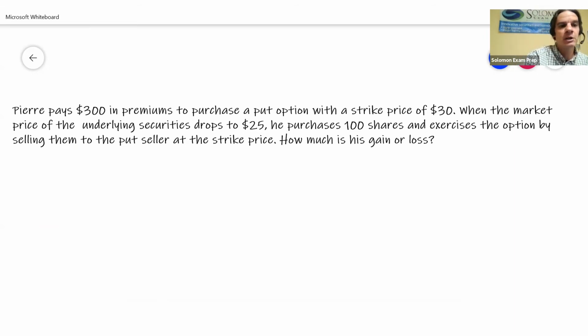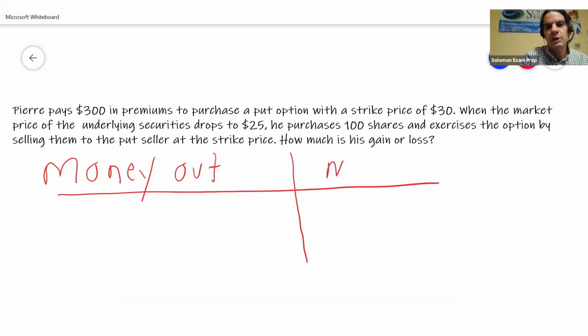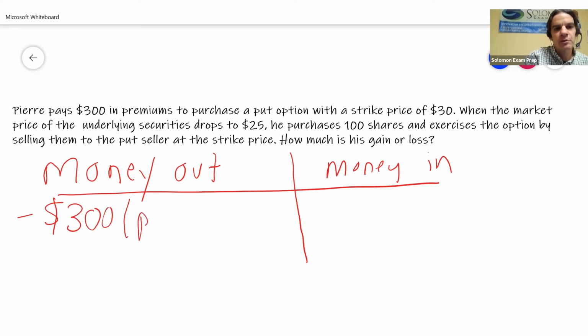All right, so let's put money in on the left again. Let's do our kind of informal T-chart here. Sorry, money out on the left, and then we'll do money in on the right. So money out, he pays $300 in premiums right off the bat, right in the first phrase of the prompt. It tells you that. So $300 out. That's premiums.